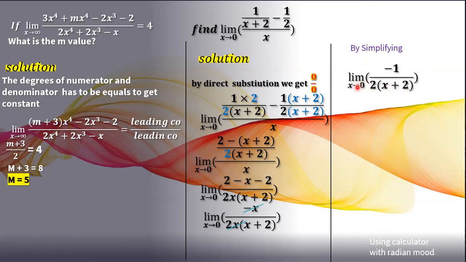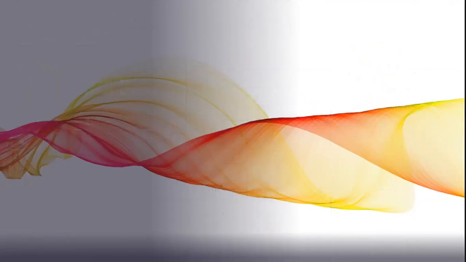By simplifying, we will get negative 1 over 2 times (x plus 2). Now we can substitute x by 0. So we'll get negative 1 over 2 times (0 plus 2). 0 plus 2 equals 2, times 2 is 4. So the final answer is negative 1 over 4.